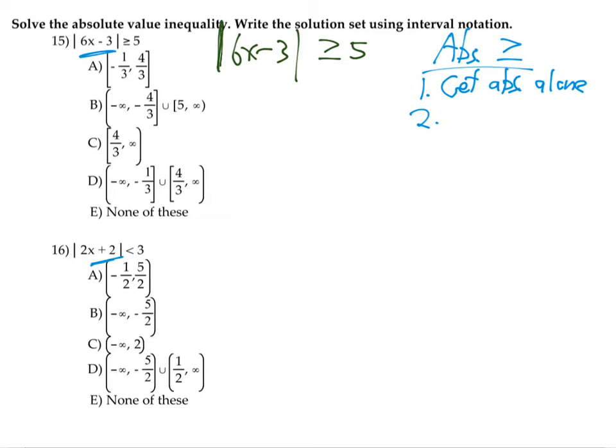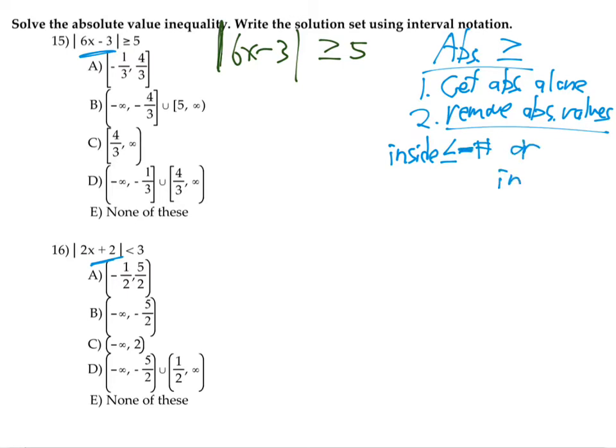Step 2. So what do we do? We remove, remember? Let's remove the absolute values. You remove them and you say, okay, the inside is less than or equal to the negative number, or the inside is greater than or equal to the positive number. So that's what you do. This is what I learned from the class. Both sets of rules right here.